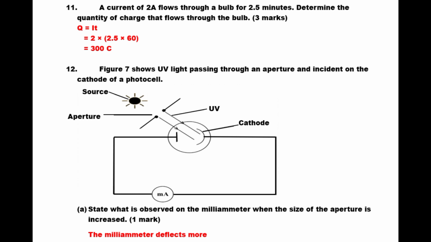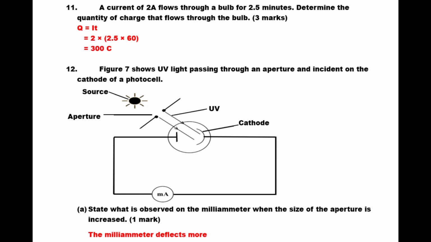Let's go straight to question 12. Figure 7 shows UV light passing through an aperture and incident on the cathode of a photocell. You can see the UV, you have the aperture, a narrow opening, you have a source of UV radiation. We have cathode, anode, and also milliammeter.